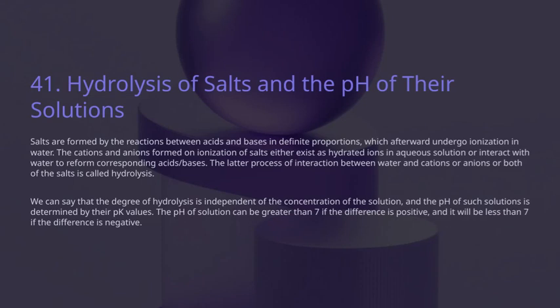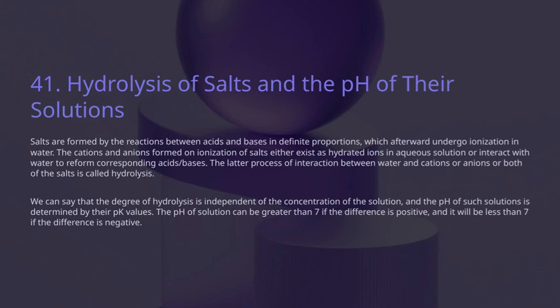Let's start by discussing the degree of hydrolysis. We can say that it is independent of the concentration of the solution, which means that changing how much salt or solution we have doesn't affect how much hydrolysis occurs. Instead, the pH of these solutions is primarily determined by their pK values, which are specific to each acid or base involved. Now, if the difference between the pH and the pK is positive, the pH of the solution can be greater than 7, indicating a basic environment. Conversely, if that difference is negative, the pH will be less than 7, making the solution acidic.